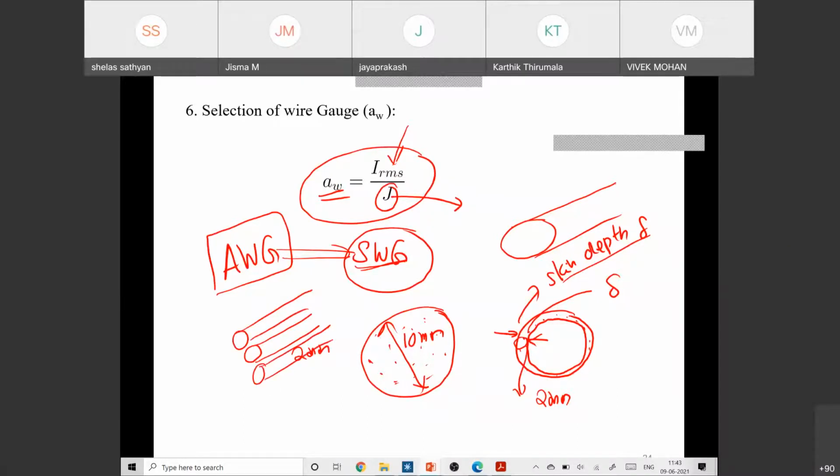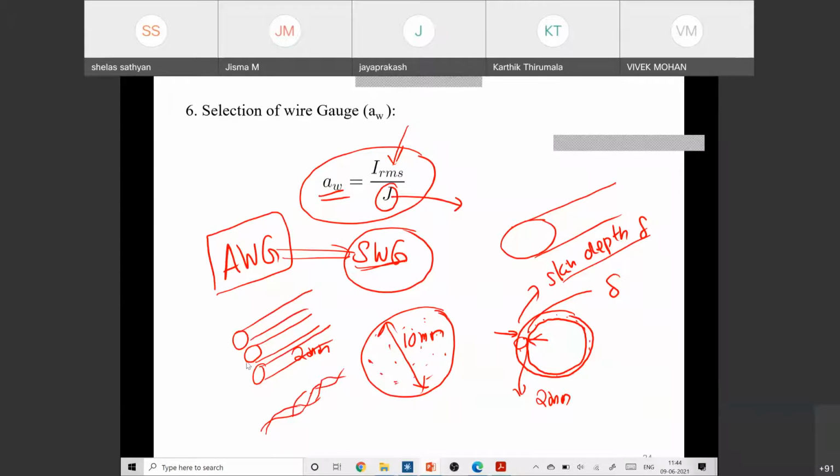So we call it a bundle conductor, but in order to reduce the EMI issues, we need to make this conductor twisted like this, just like our transmission line. So things like that also need to be taken into account while designing, I mean, while selecting the conductor.